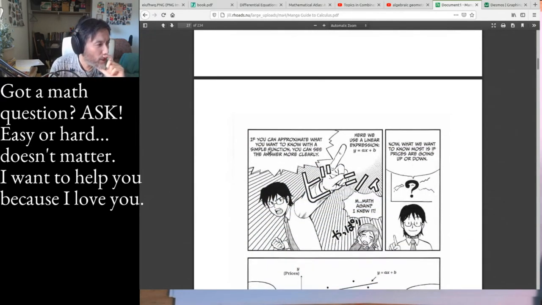If you can approximate what you want to know with a simple function, you can see more clearly. Here we use a linear expression, y equals ax plus b. My math? Again? I knew it. Okay.